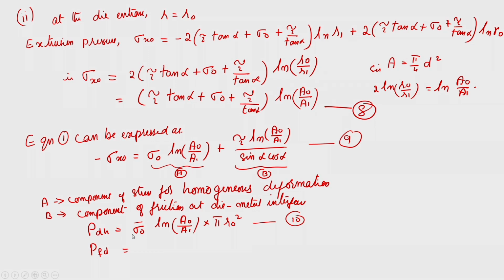And P f d, the frictional force, is tau at the die area, log A 0 by A 1 by sin alpha cos alpha into pi r 0 square. That is equation 11. So, these two components we got, third component also we got. Now, the only component which is left is the shearing stress. It is the shear stress which we wanted to draw.